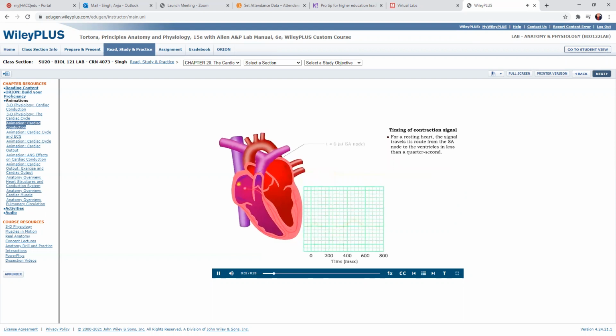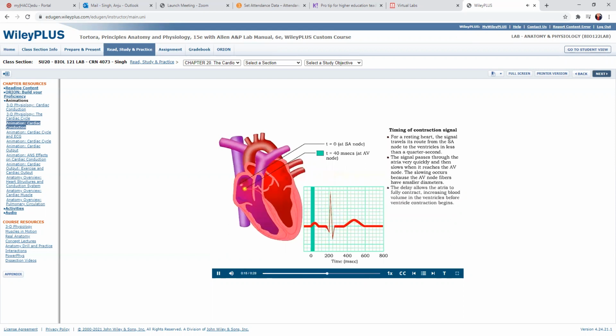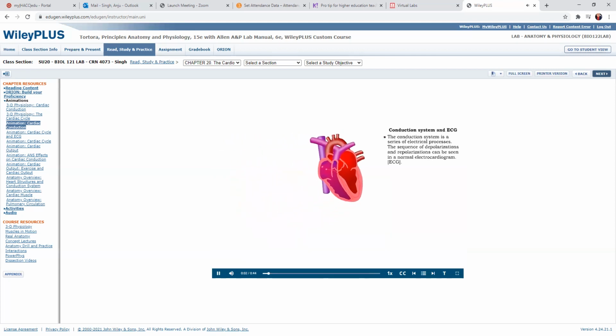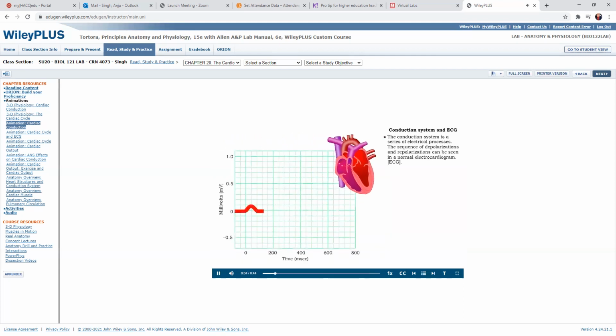The signal moves quickly from the SA node through the atria. It experiences a slight delay when it reaches the AV node, as it must pass into fibers with smaller diameters. The signal then quickly resumes along its path, through the AV bundle and branches, apex, and base of the ventricles. Contraction begins. The sequence of depolarizations and repolarizations can be seen in a normal electrocardiogram, usually called an ECG.